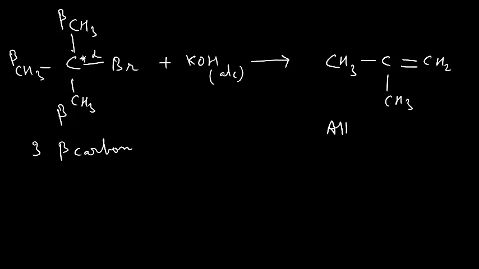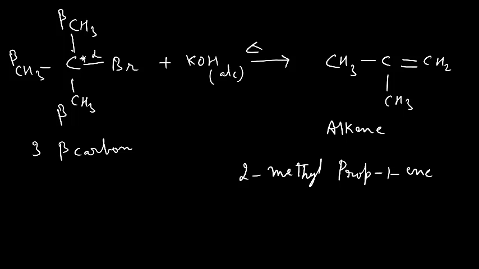So this is an alkene. What is the name of this substance? This is propene, prop-1-ene. So the double bond is present on the first carbon. On the second carbon a methyl group is present. Therefore the product is 2-methylprop-1-ene. So when tertiary butyl bromide is subjected to beta elimination, that is when it is heated in the presence of alcoholic KOH, we get the product as 2-methylprop-1-ene.